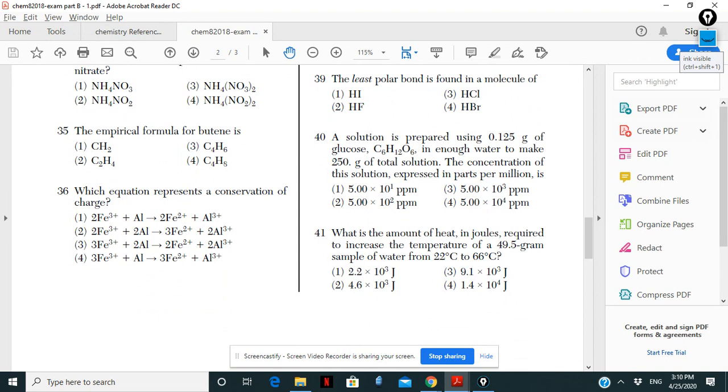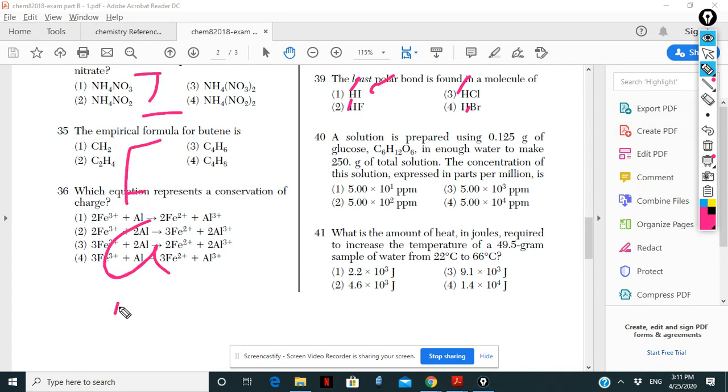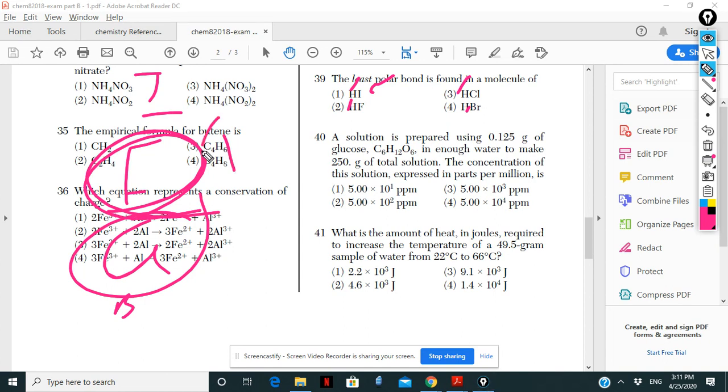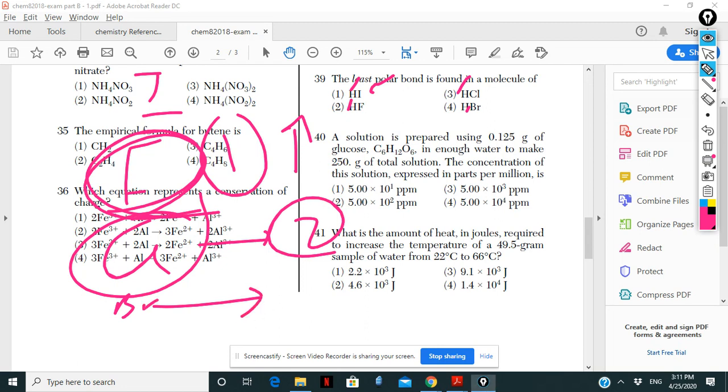The least polar bond is formed in the molecules of... So now it's in another way. Now look, I have hydrogen, hydrogen, hydrogen, hydrogen, and I'm talking about iodine, fluorine, chlorine, bromine. Which one has the most electronegativity? It's fluorine. So the answer is 2. The greatest one is fluorine. After that, chlorine. So that's number 1, the highest polar. The second highest polar is chlorine, bromine is the third highest polar.